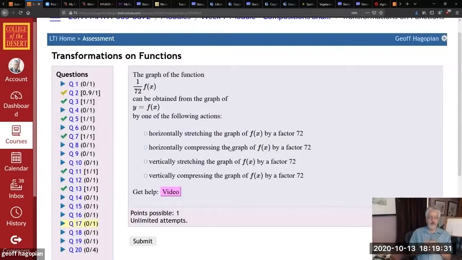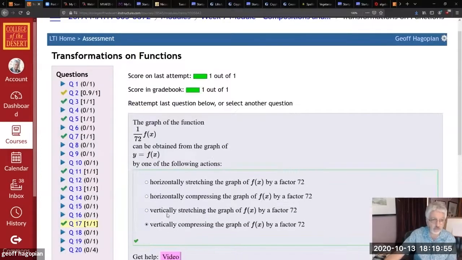The next prime number is 17. The graph of the function 1/72 of f of x can be obtained from the graph of y equals f of x by compressing vertically by 17. Yeah, that's the last choice here, right? So it's a vertical compression by a factor of 72, which means divide the output by 72, right?